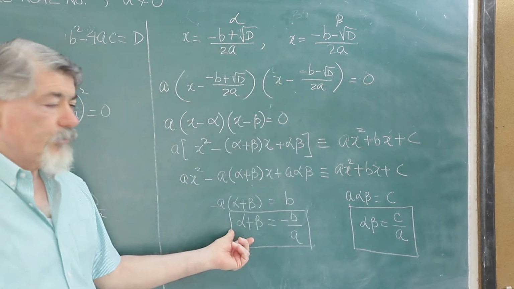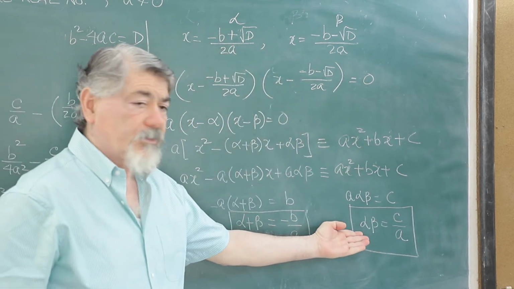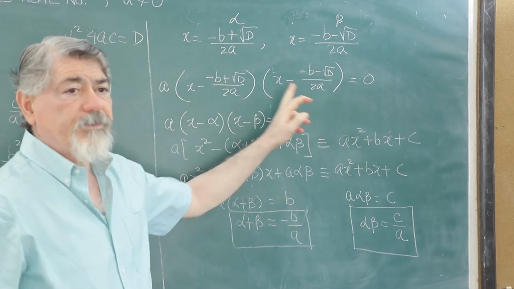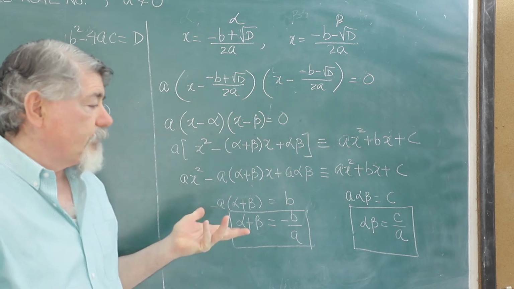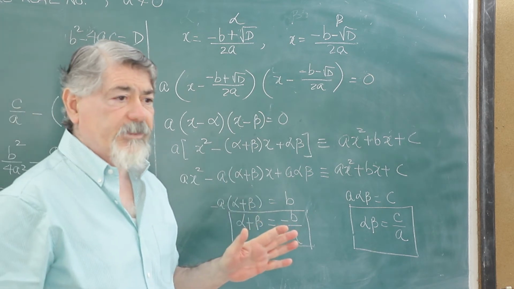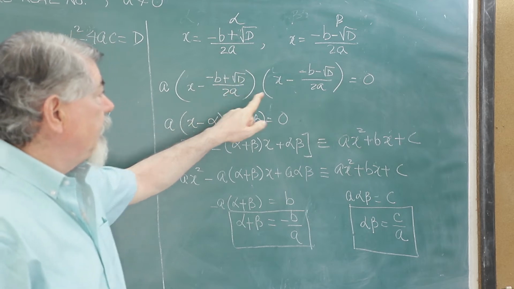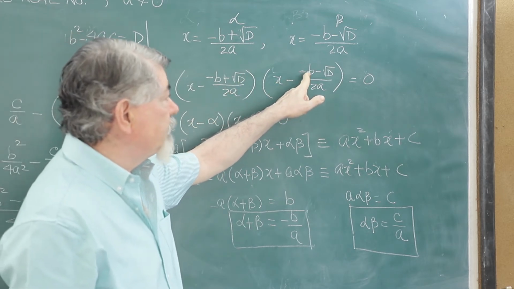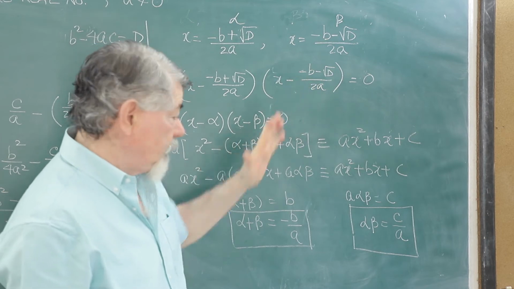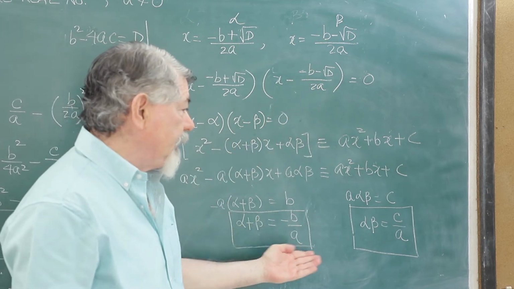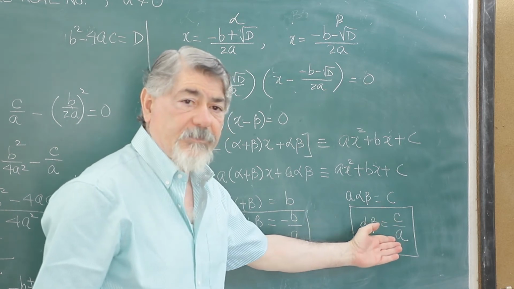This is the sum of the roots. This is the product of the roots. Because we had assumed the roots to be alpha and beta. Two roots of the equation were there. One I assumed is alpha. Alpha was minus b plus root D upon 2a, and beta was minus b minus under root D upon 2a. So alpha plus beta I got as minus b upon a. Alpha beta I got as c upon a.